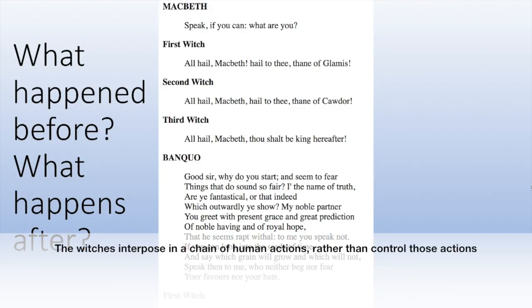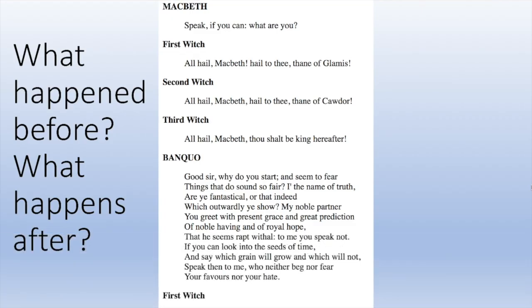The witches essentially interpose in a chain of human actions rather than control those actions. So it's not that the witches necessarily are making anything happen. They're just the ones who communicate what's going to happen. We as an audience know that because in the previous scene, we've heard about this promotion. But Macbeth doesn't know that. And of course, that's dramatic irony. We see it throughout Shakespeare. We as the audience know it. So what we could argue is that structurally, the fact that the previous scene made the audience aware of the promotion that was coming to Macbeth shows a lack of power for the witches.